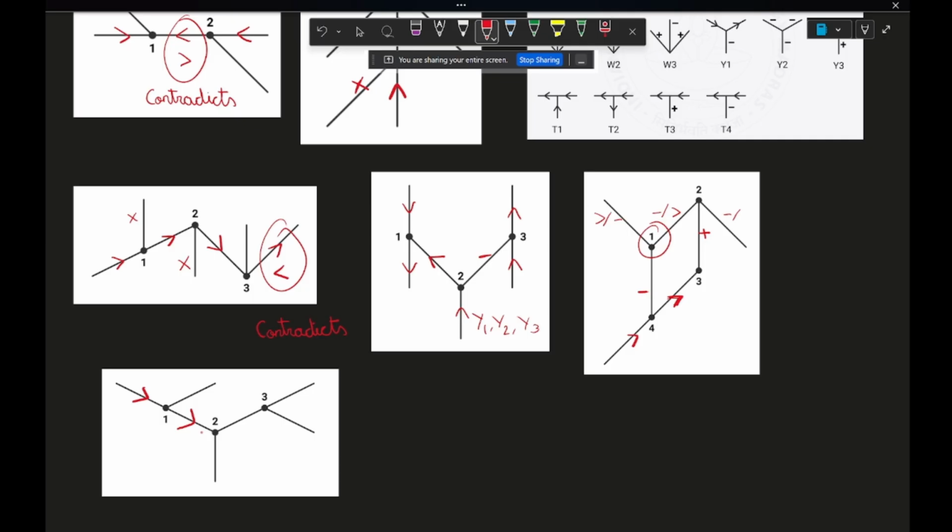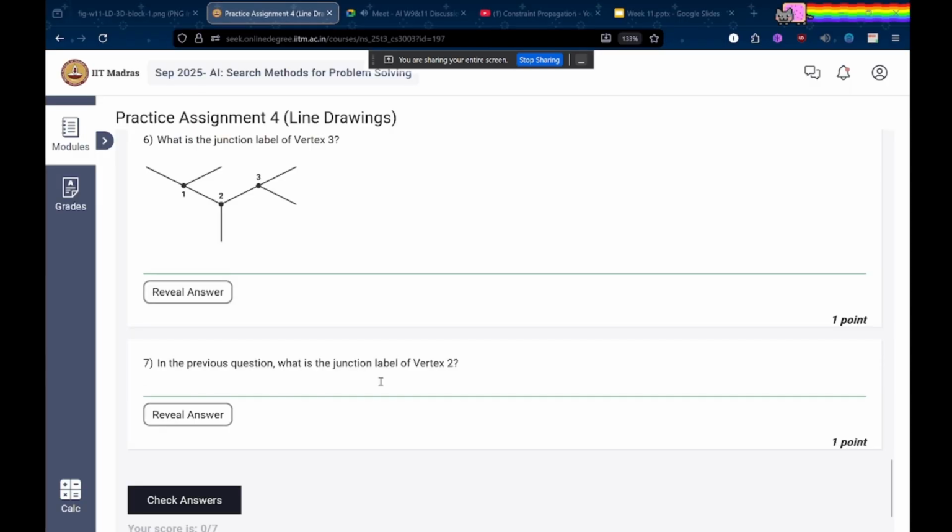So this should be this, right? This is a don't care. We need to assign that later on, you should not forget that. Okay. What is it asking? It's asking vertex 3, right?